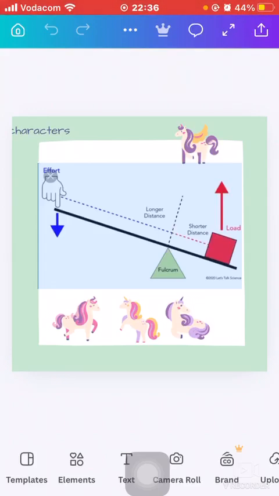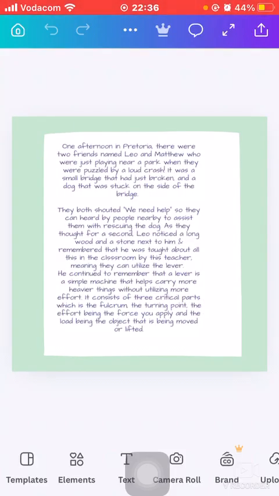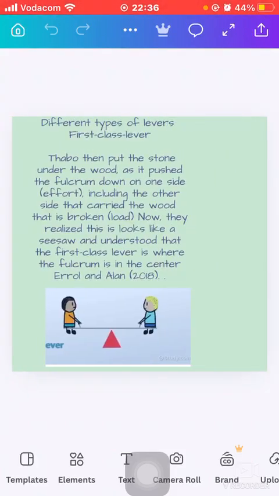We have the characters here: the longer distance, the shorter distance, the load, the effort, and the fulcrum, which is the main concept of this storybook, right? As we are learning about the different types of levers, right? So this is our storybook. You have to read here. You have to read this.